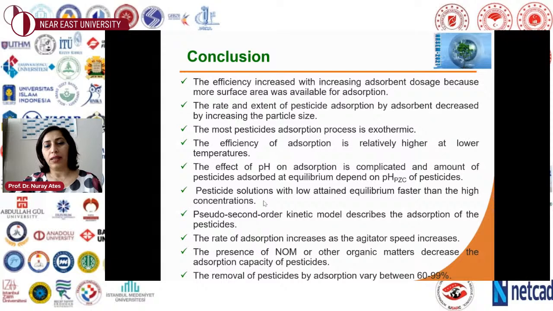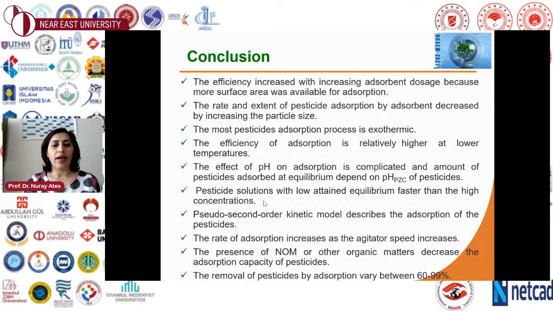If we apply mixing or agitation in the system, the rate of adsorption also increases. The presence of other organic matter or natural organic matter adversely affects pesticide adsorption, and the capacity and adsorption efficiency decrease because of the competitive reaction between organic matter and pesticides towards the adsorbent.